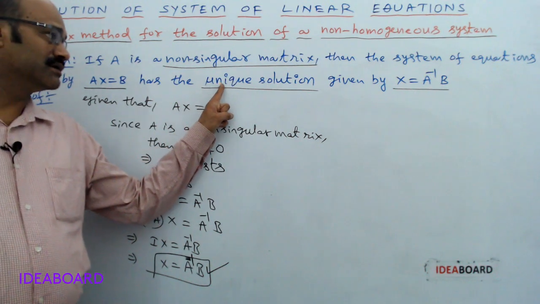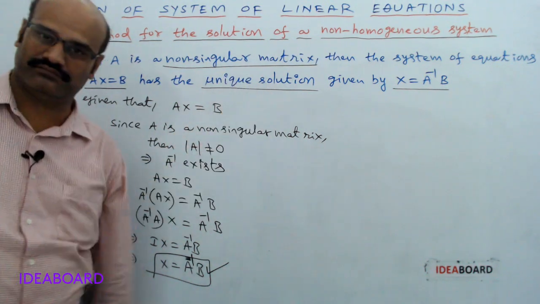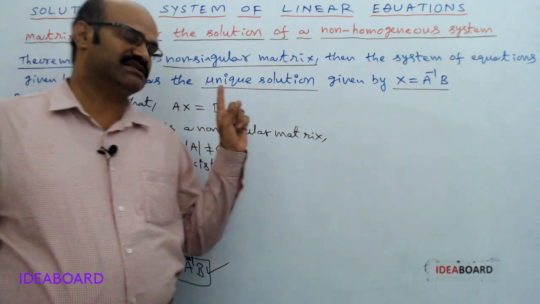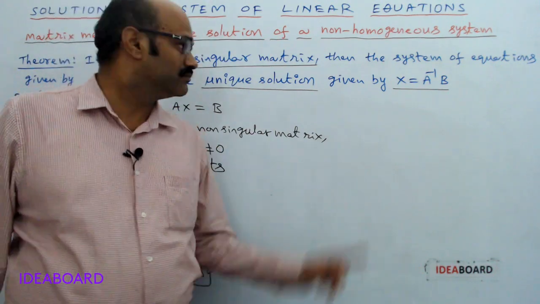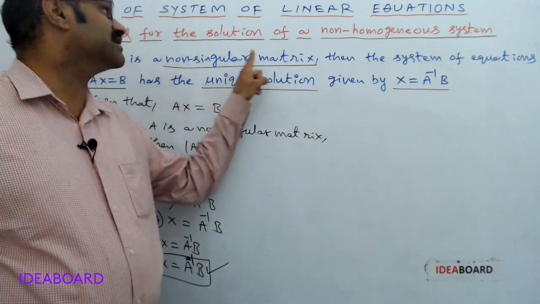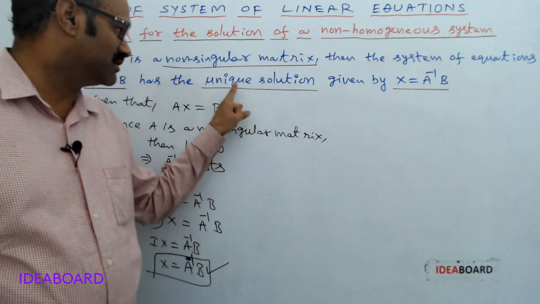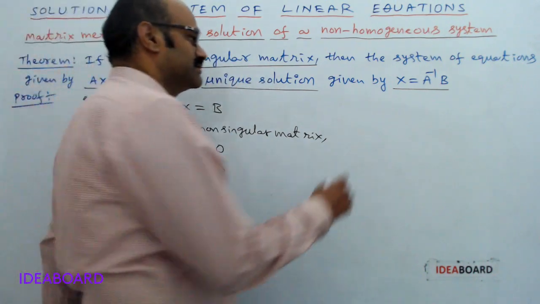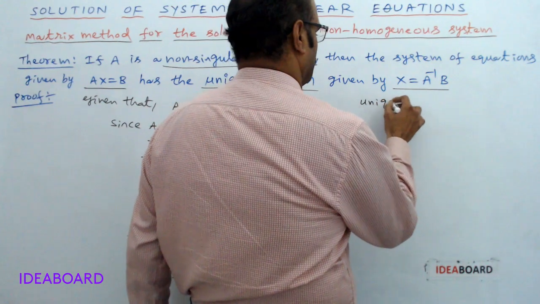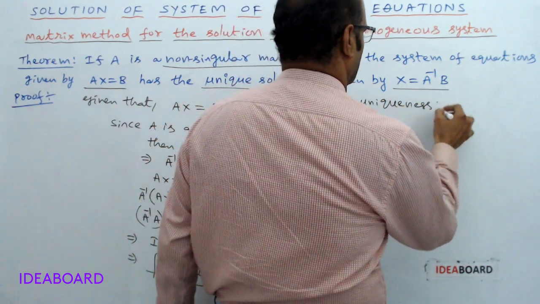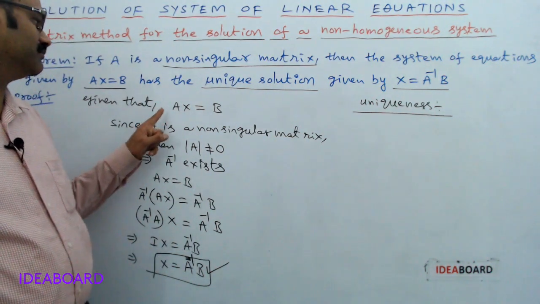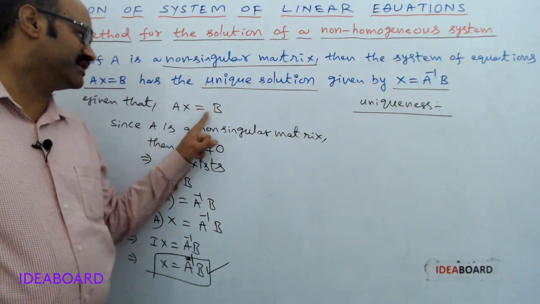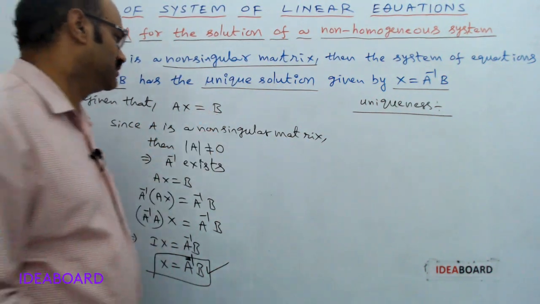Now we have to prove that the solution is unique. Whenever we have the system of equations, there will be a unique solution when A is a non-singular matrix. So we have to prove it now. Uniqueness. Let x1 and x2 be the solutions of the equation Ax equal to B.